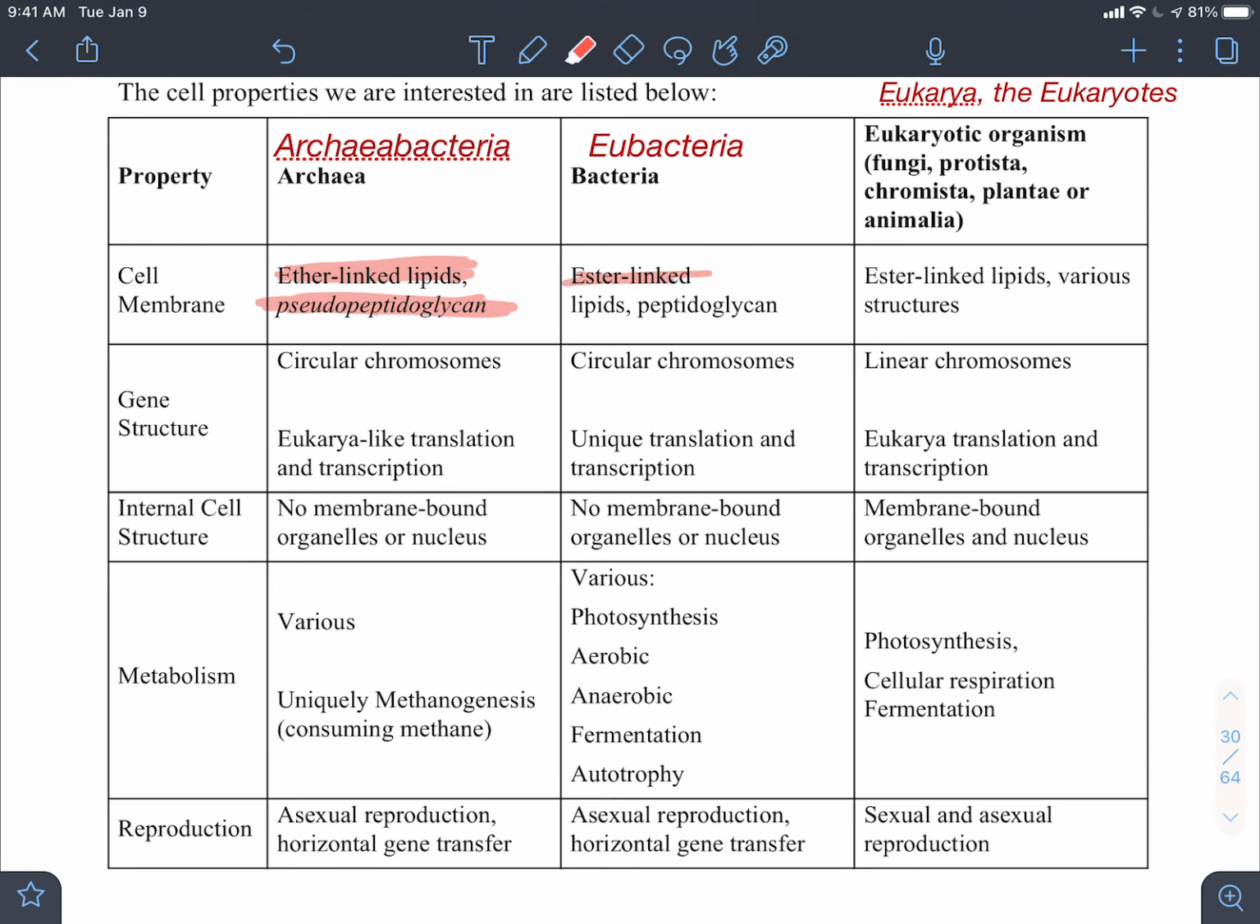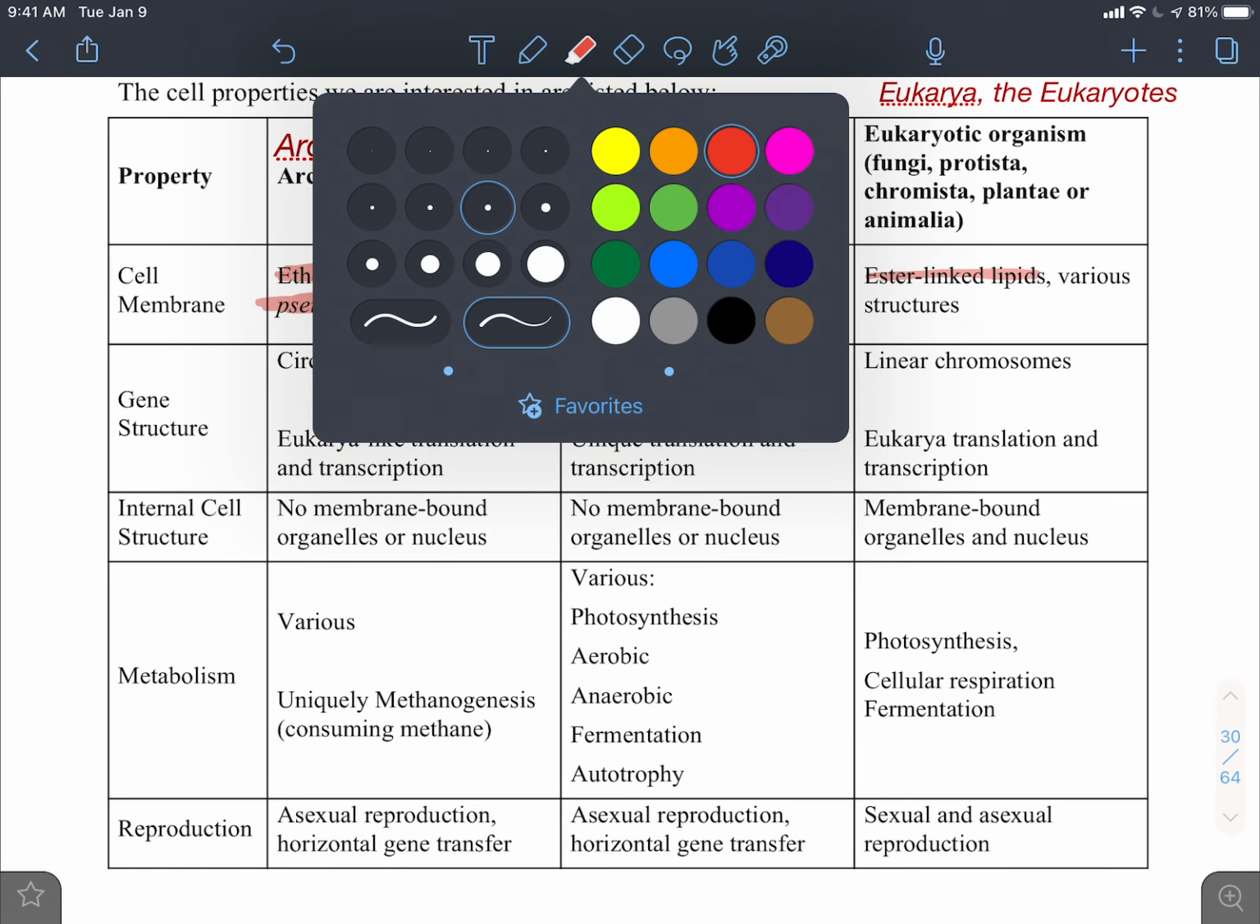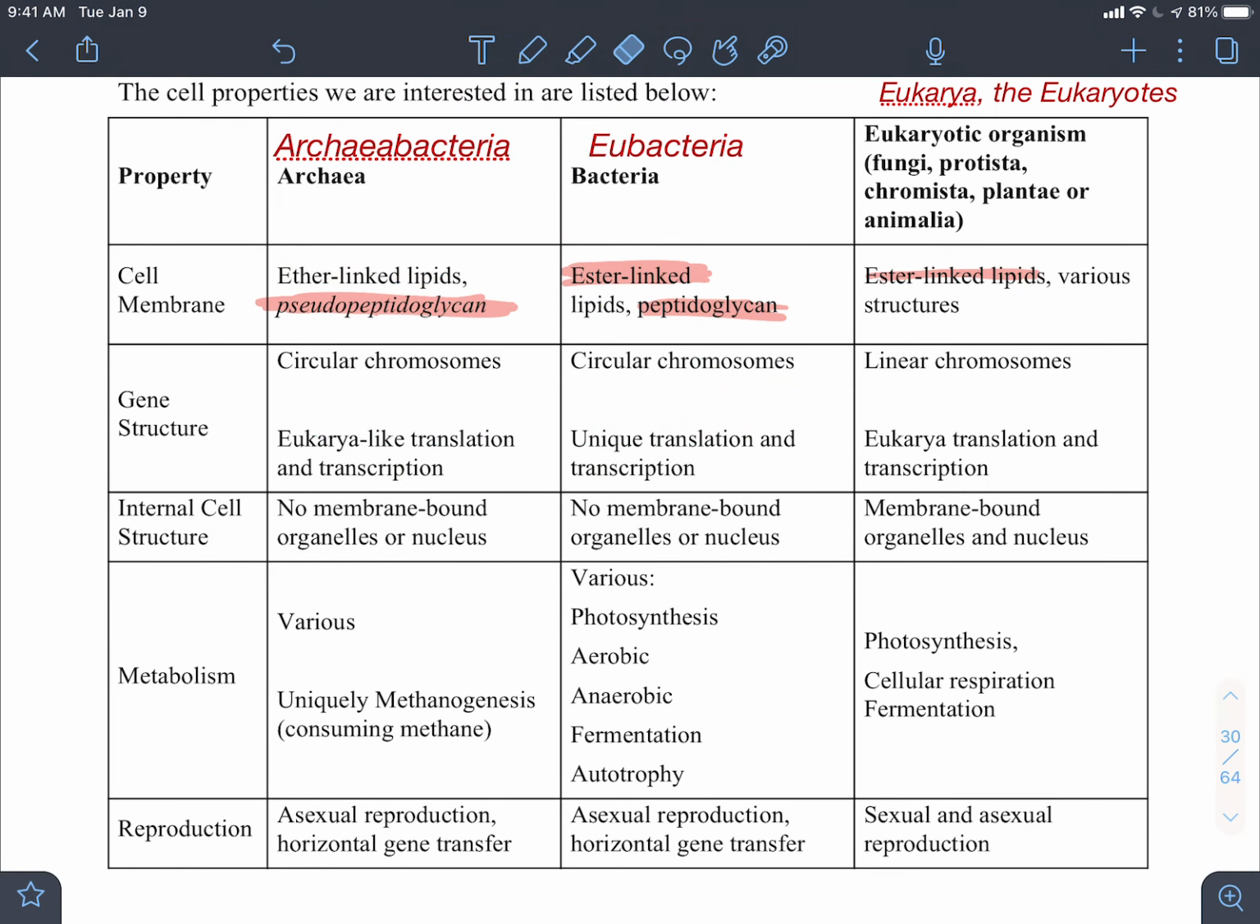Bacteria are ester-linked, so slightly different lipids, and they are made with peptidoglycan, not pseudopeptidoglycan. And eukaryotic organisms have ester-linked lipids, but they also have various structures. They don't just use the peptidoglycan. So let's change the color over here to show that difference. We see the archaeobacteria are ether-linked, but the other 2 are ester-linked. And we do have a pseudopeptidoglycan that's unique to the archaeobacteria.